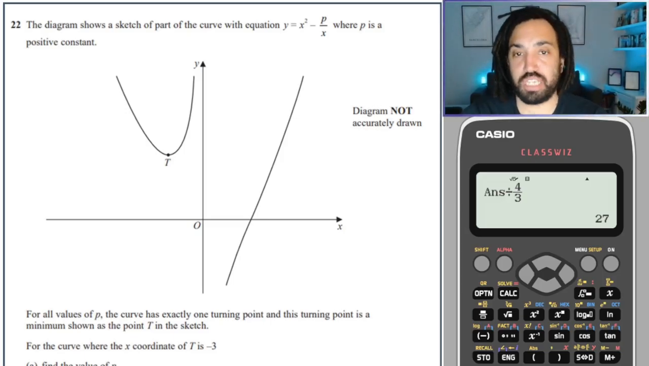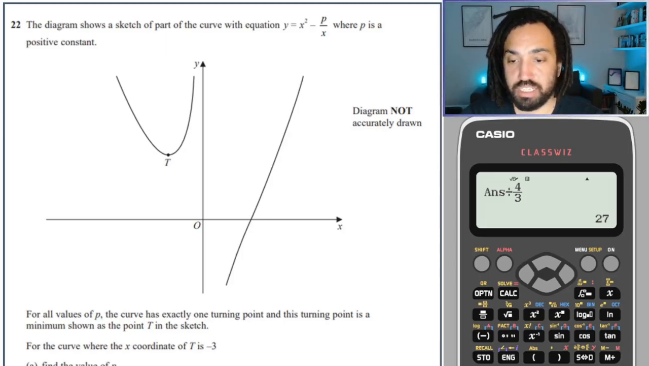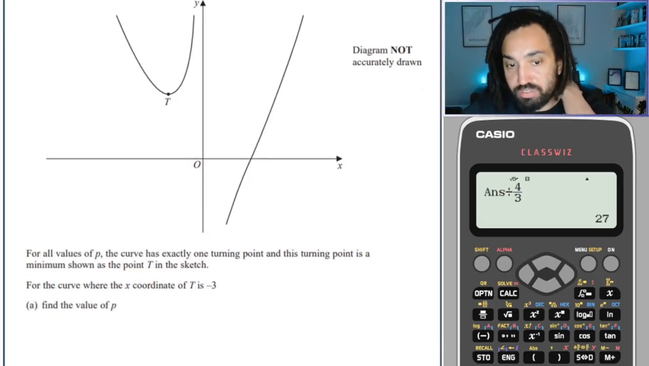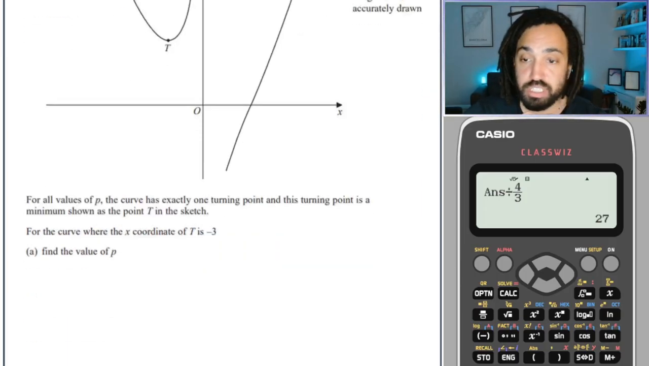The diagram shows a sketch of part of the curve with this equation where p is a positive constant. For all values of p, the curve has exactly one turning point, and this turning point is a minimum shown as the point t in the sketch. For the curve where the x-coordinate of t is minus 3, find the value of p. Okay, so this is another case where we're going to have to differentiate.